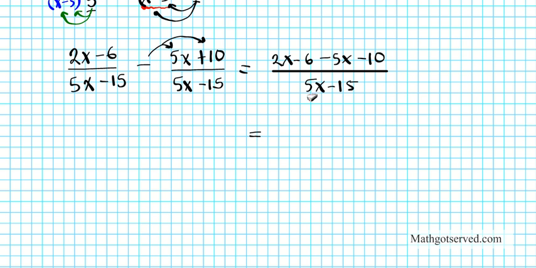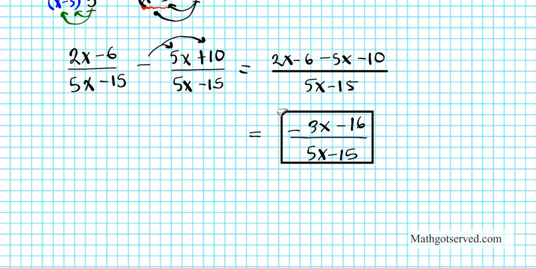Okay, so let's combine like terms here. 2x minus 5x is negative 3x. And then minus 6 minus 10 is negative 16. And then that will be divided by 5x minus 15. And there you have your final answer. Let's go ahead and box that.